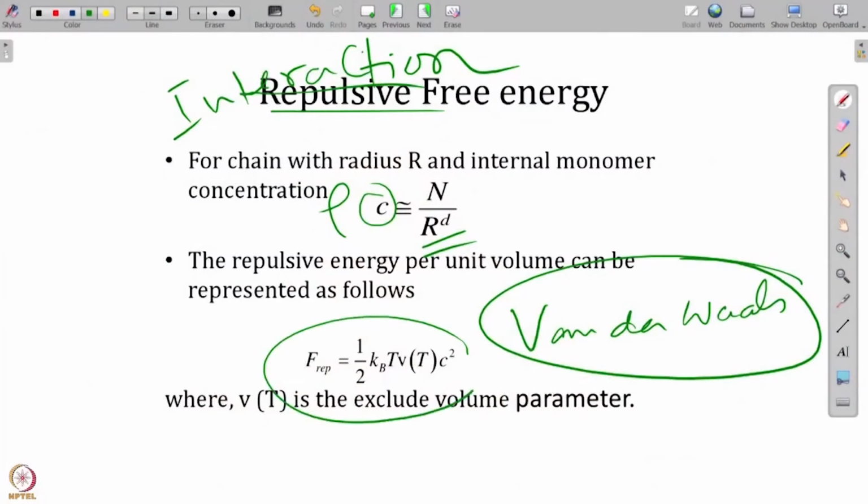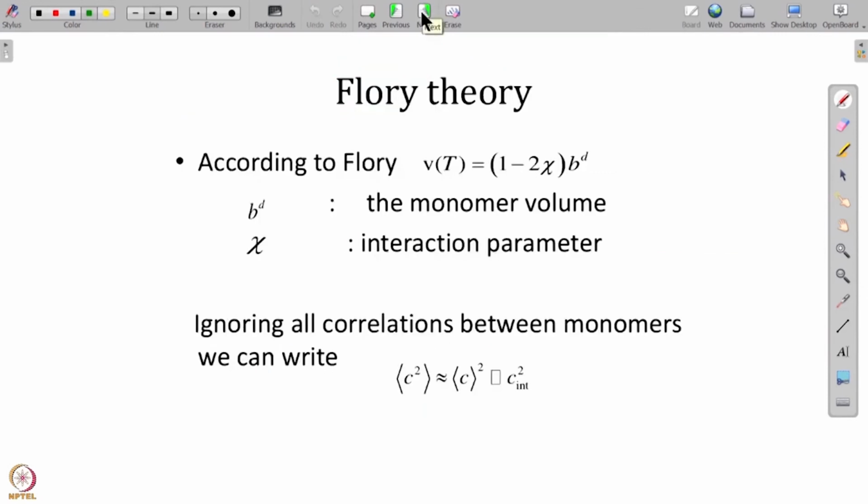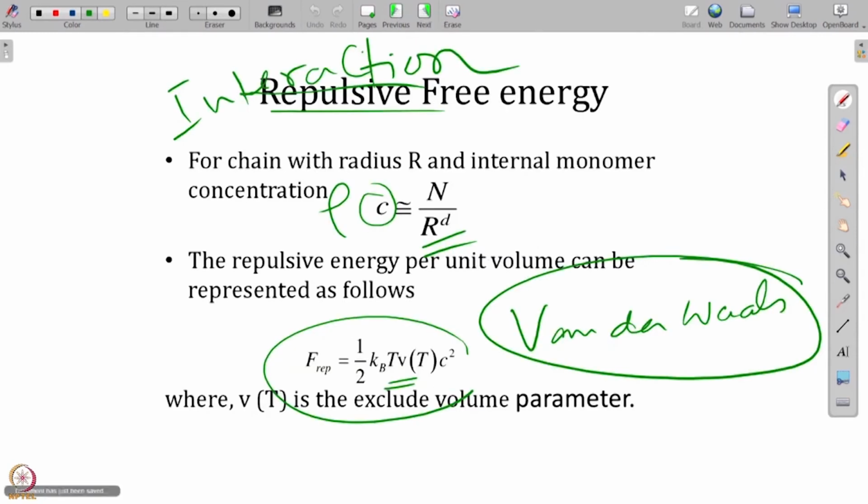Now, Flory did something amazing. Up to this is just van der Waals. C square is rho square, and half kBT is introduced by hand, and nu is a parameter, the Flory parameter, the excluded volume parameter. Now what Flory did, he said, okay, this nu that I have can be both positive and negative. If nu is negative, then I get attraction, and that is van der Waals. But if nu is positive, I get repulsion, and that is just the beauty.